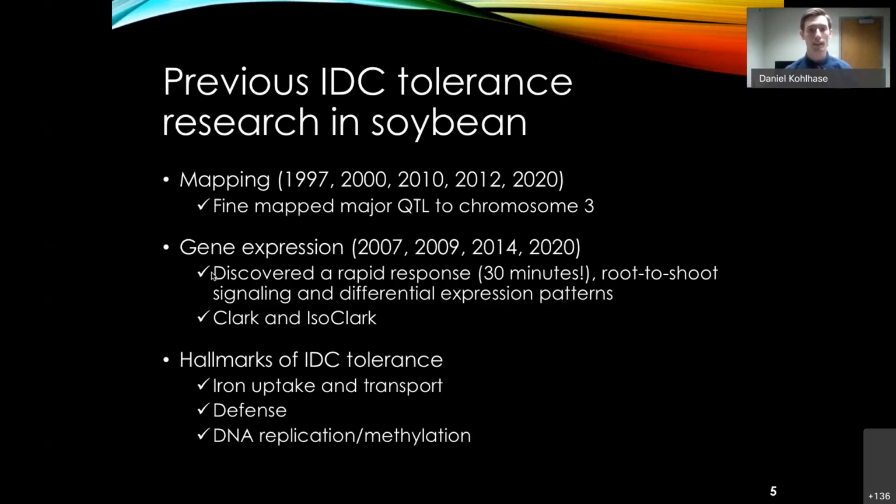And also we have identified patterns of differential expression. So in these gene expression studies, they have looked at various time points. They've looked at hours, days, and even weeks. And what they have found are reoccurring patterns of biological processes that show up as significant in these studies. And we call those the hallmarks of IDC tolerance. And so what those include are iron uptake and transport, defense, DNA replication, and methylation.